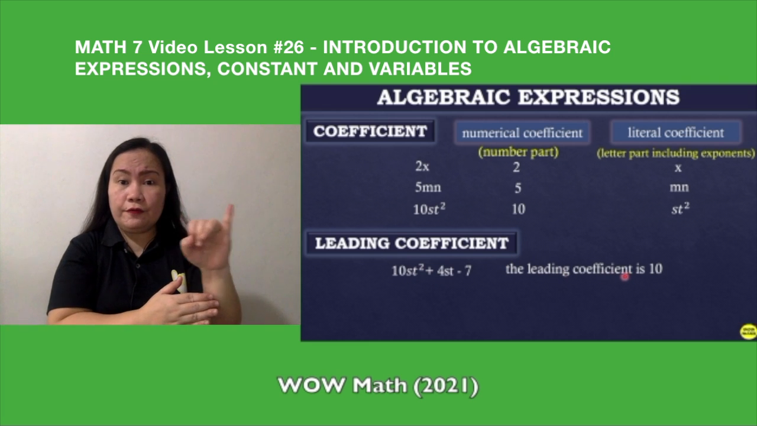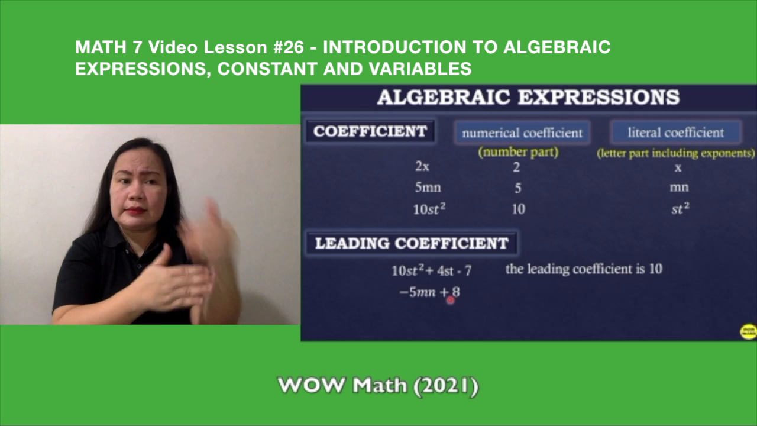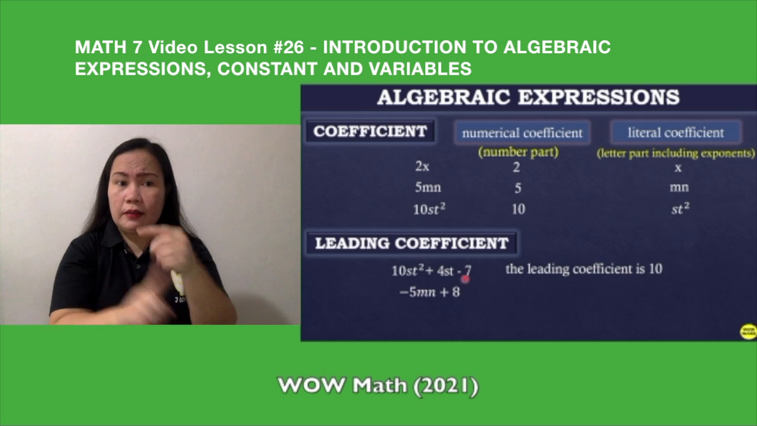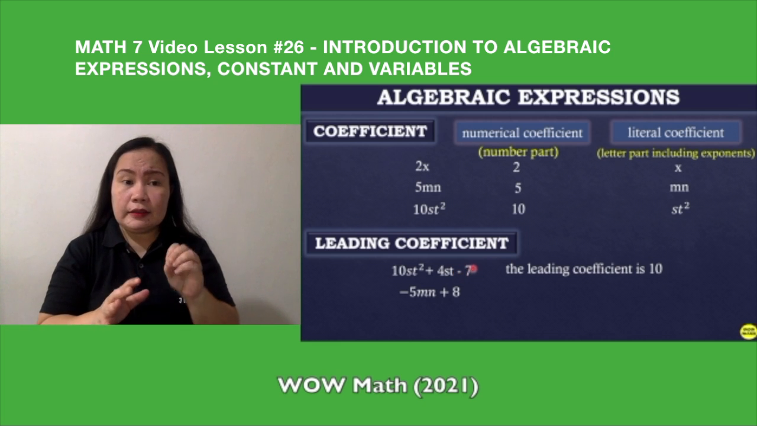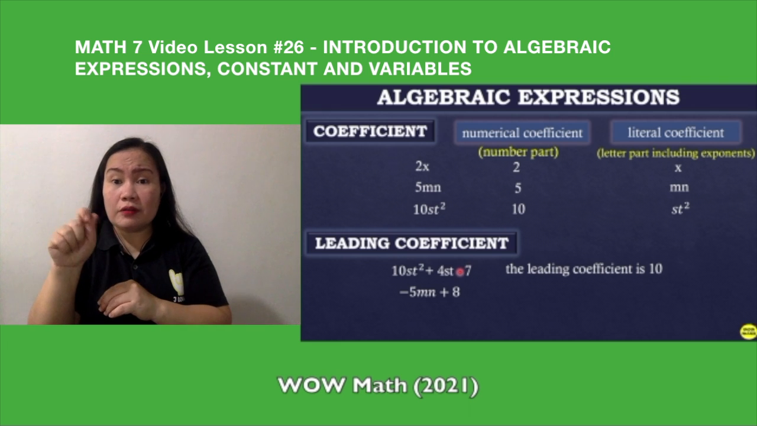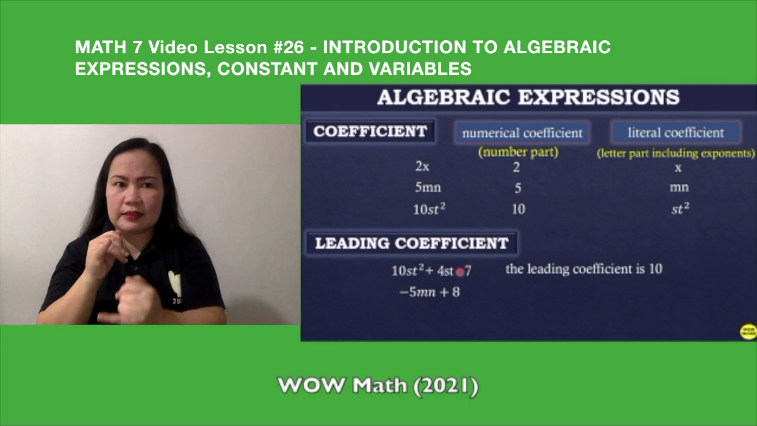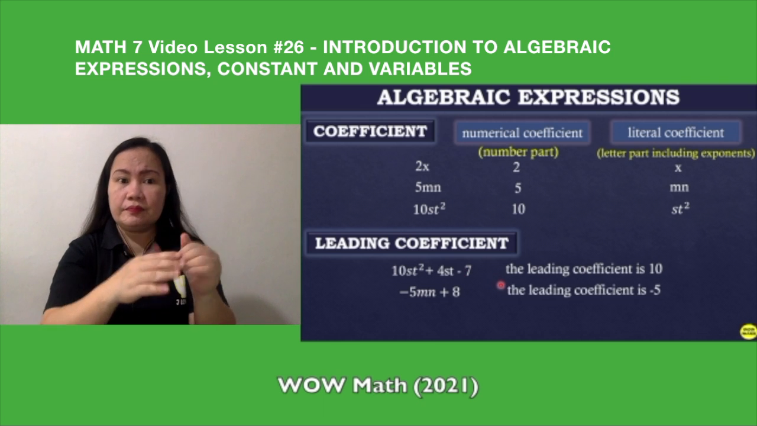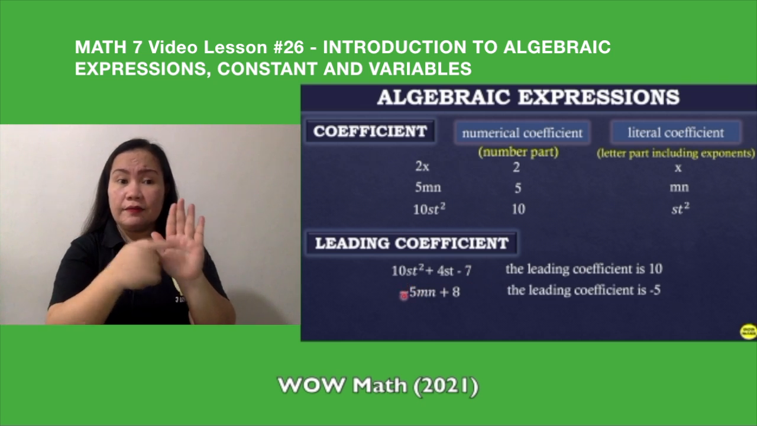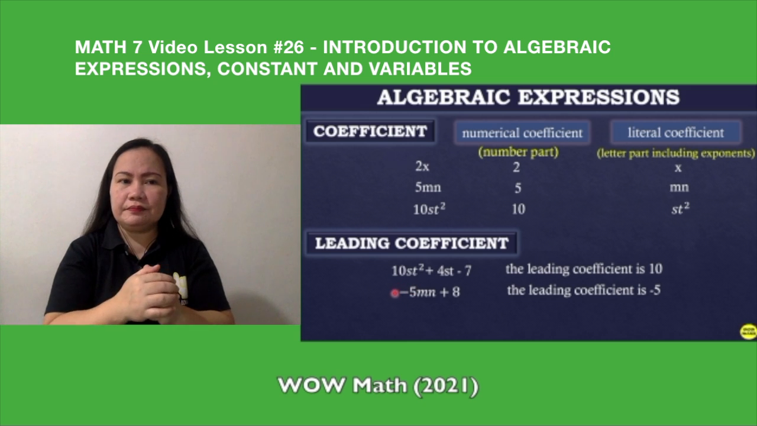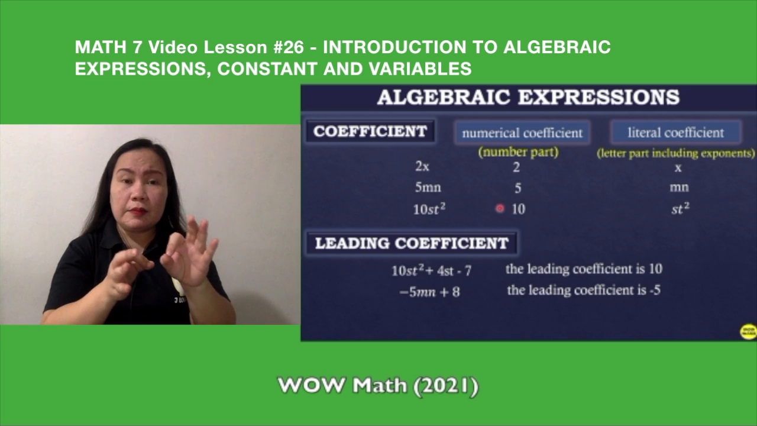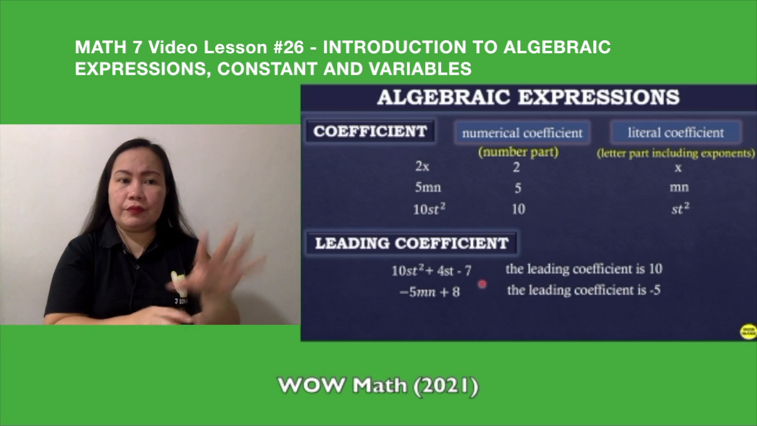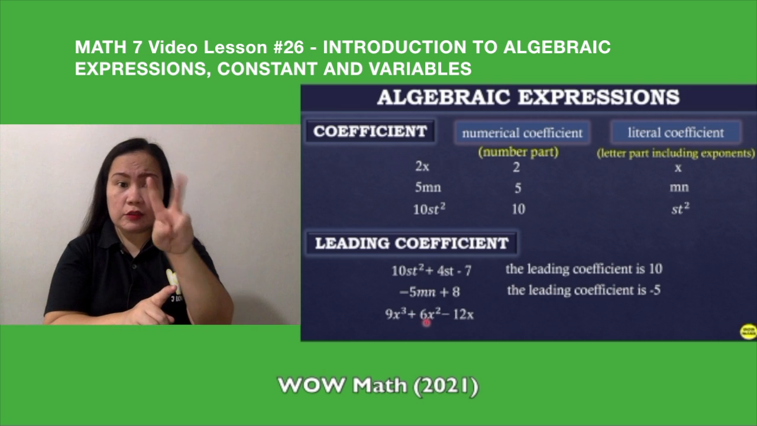coefficient. Okay? Next, I have negative 5mn plus 8. So, by the way, ang ating constant, kadalasan, most of the time, at dapat naman talaga na ang constant natin ay lagi siyang nasa pinakahuli. Okay? Kasi siya yung walang kasamang variable. So, the leading coefficient here is negative 5. So, isasama po natin yung negative. Just like the numerical coefficient, kung ang numerical, if this is negative 10st squared, then your numerical coefficient is also negative. Okay? Next. So, 9x cubed plus 6x squared minus 12x.